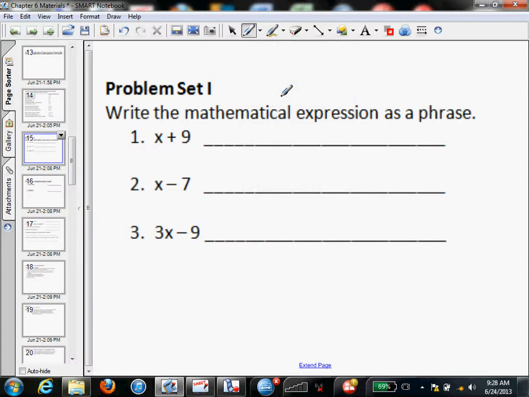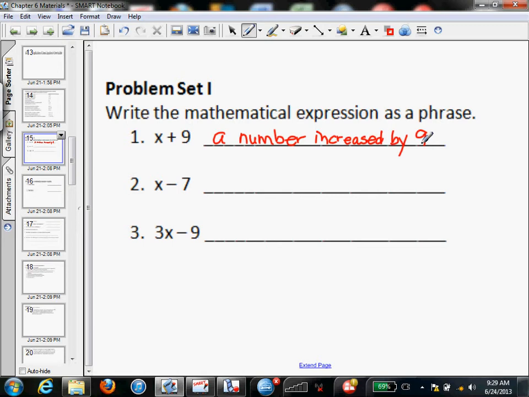There are several ways to do this. This is going to be an expression because, as you will see, right now there are no equal signs found in the problems. We just have plain adding, subtracting, multiplying, division with a variable and a regular number. So with number 1, x plus 9, you can write this as a number increased by 9.